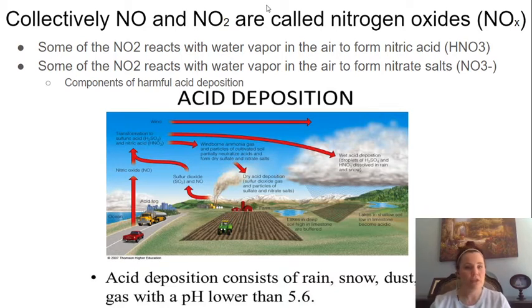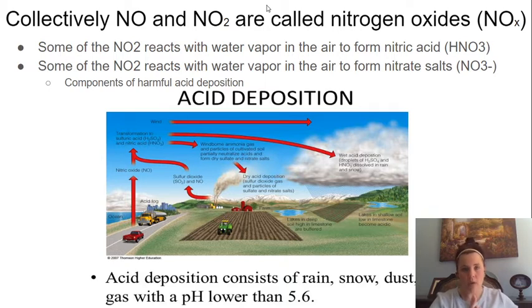So some of the NO2 reacts with water vapor in the air and forms nitric acids. Some of it reacts with the air and forms nitric salts. And ultimately, it can lead to acid deposition, which is acid rain. And if it has a pH, so remember, let's go back real quickly. pH scale, 0 to 14. 7 is neutral. So 0 to 7 are acids. They have hydrogen ions. 7 to 14 are bases or alkaline. They have hydroxide, OH with the little dash, right? Negative. So if you are at a 5.6, that's pretty acidic.